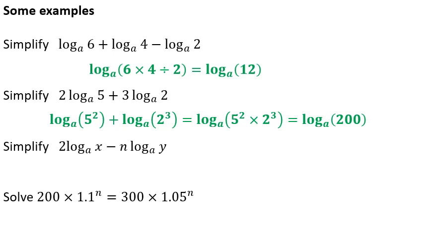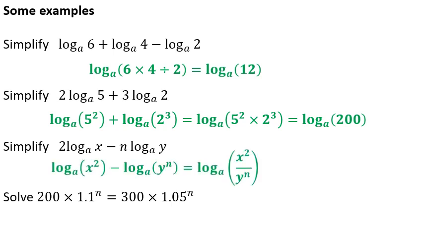The next one looks scarier, but only because there are letters instead of numbers. The logic is still the same. We can bring the 2 inside the logarithm. So instead of writing 2 log x, we can write log of x squared. And then instead of n log y, we can write log of y to the n. I've left it with a minus outside because I think it makes life a bit easier for us, but there's no rule that says you have to. We could think of it as add log a of y to the minus n. And your final answer could equally well be log base a of x squared times y to the minus n. That means the same as x squared over y to the n.